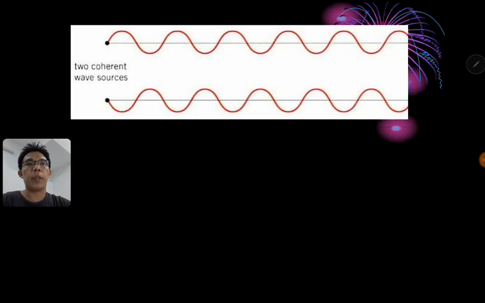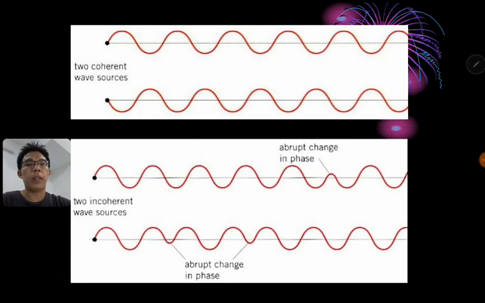So I give you some pictures here to illustrate what is coherent. The one at the top here shows two coherent wave sources, because you can see that it's consistently 180 degrees out of phase, or pi radians out of phase. Whereas at the bottom, the part that's highlighted here has some abrupt changes. This is already enough for the two sources to be categorized as not coherent, meaning you are not going to get a nice interference pattern.